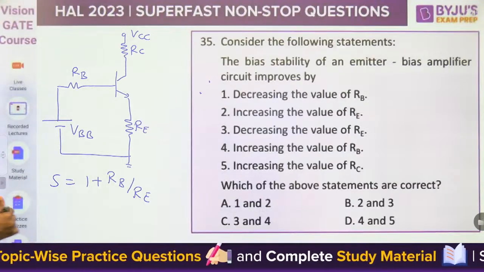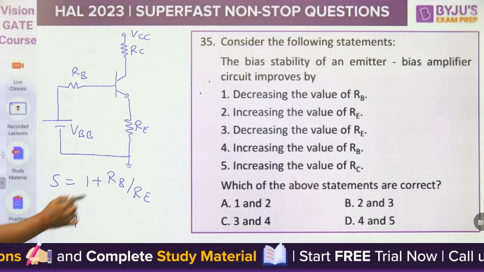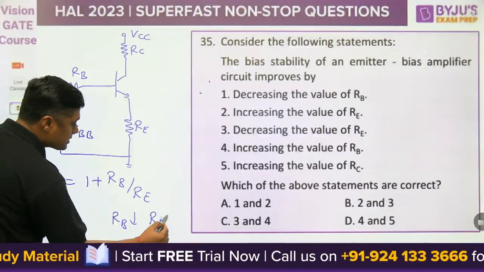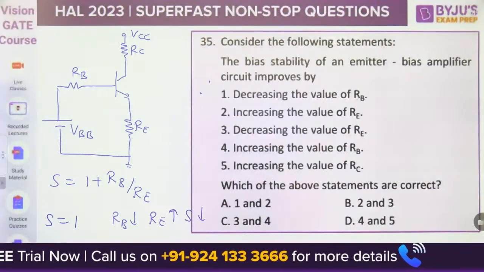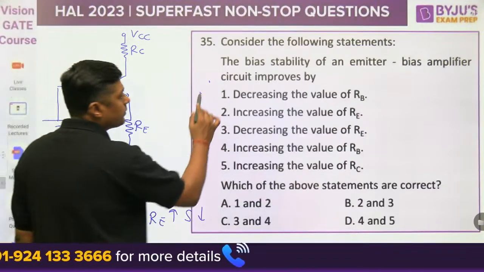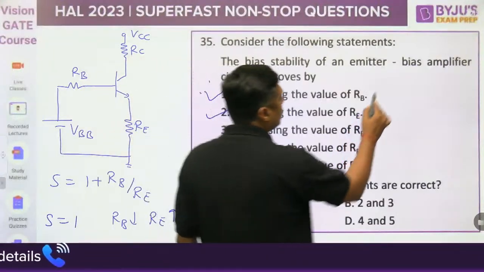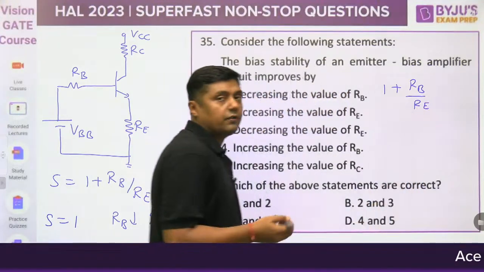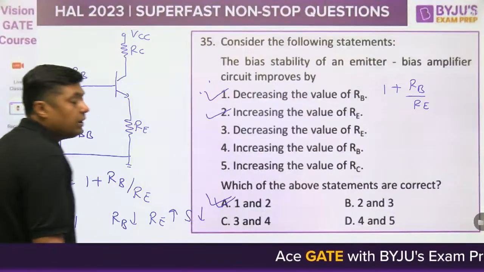And the ideal value of S is what? 1. So how are we going to get 1? When RB by RE is 0. So when RB decreases and RE increases, S decreases, the stability factor decreases and stability increases. So we have to decrease RB and increase the value of RE. Remember, this is the formula: 1 plus RB by RE. So directly on the basis of the formula, they will give the question. Which answer is correct? A. 1 and 2.